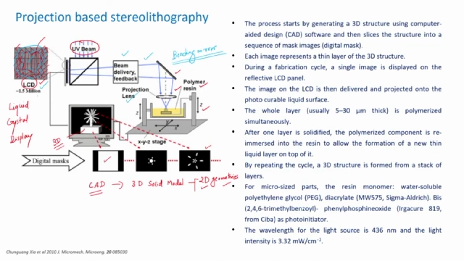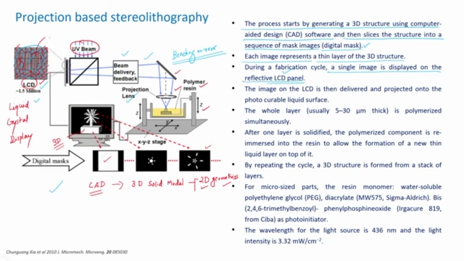The projection will be carried out by using the LCD and the CAD based technique. This process starts by generating a 3D structure using computer aided design software, and then slicing the structure into a sequence of mask images. These mask images are called digital masks. Each image represents a thin layer of the 3D structure. So, during the fabrication cycle, a single image is displayed on the reflective LCD panel.